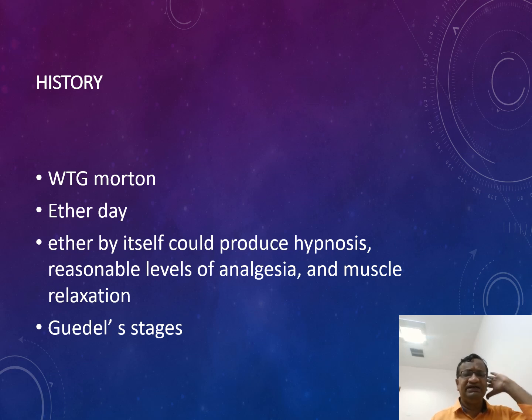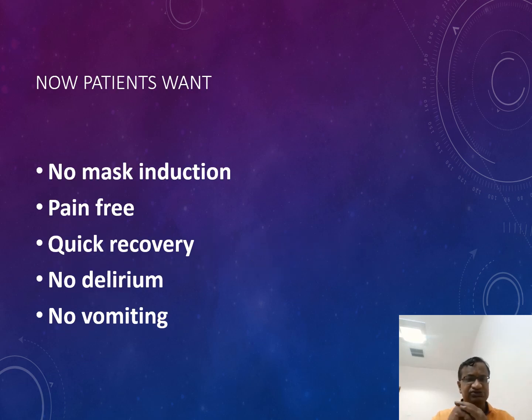Now, when you give ether, it produces sedation, hypnosis, some pain relief, and muscle relaxation, so no more drugs are given. But patients don't want mass injection. They want to be pain-free, have quick recovery, no delirium, no vomiting. So you may need to give an injection of thiopentone, fentanyl. You may need sevoflurane. You may need to add some dexmedetomidine for no delirium and some ondansetron. So see the number of drugs used to achieve the same goal.